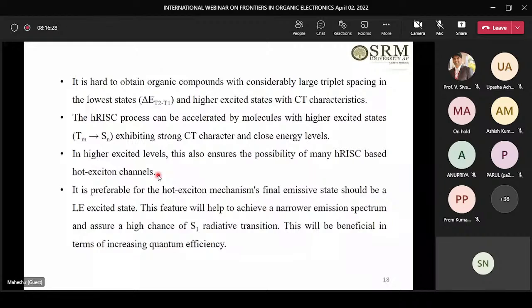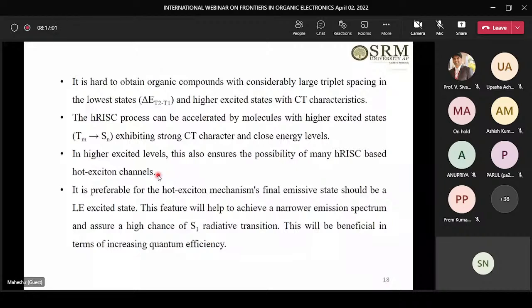So in the case of the traditional TADF molecules, we have only one issue, that we try to maintain a small energy gap between the S1 and T1 states. But here, in order to have a more efficient hot exciton mechanism, we get more benefit if we have a smaller energy gap between the singlet and triplet states. So this is the main potential challenge while designing molecules for the hot exciton TADF mechanism.